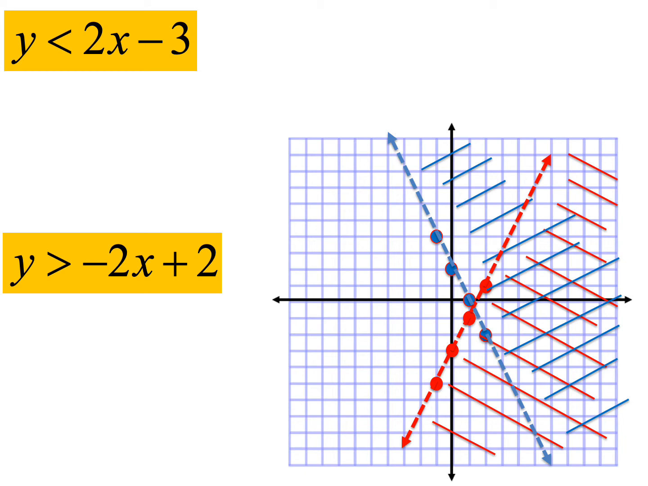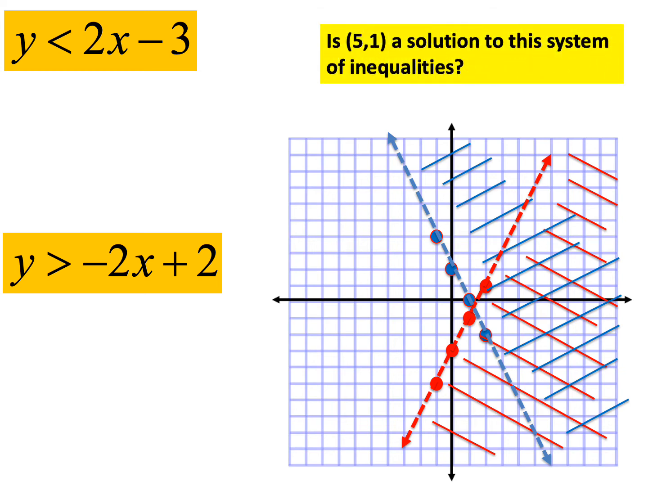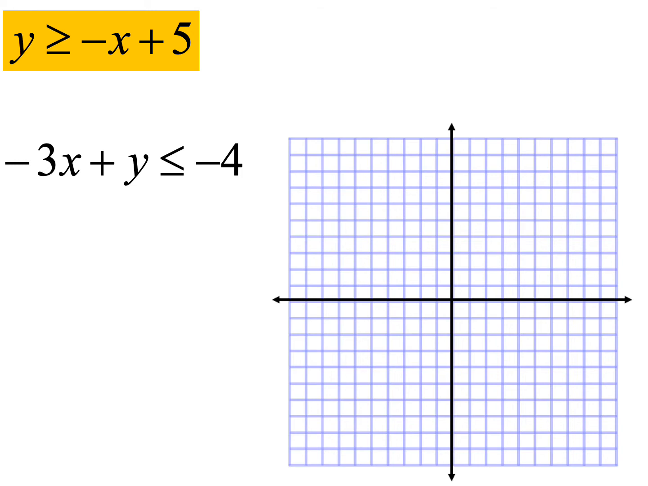Okay, the second thing they can do is they can give you a point. Now, this is the same problem we just did, and they could give you a point and say, is that a solution? So let's find where 5, 1 is. 5, 1 is right there. Is it in the double shaded region? The answer is yes. Therefore, yes, it is a solution. That's how that kind of works there. Okay, makes sense? All right, let's just see one more.